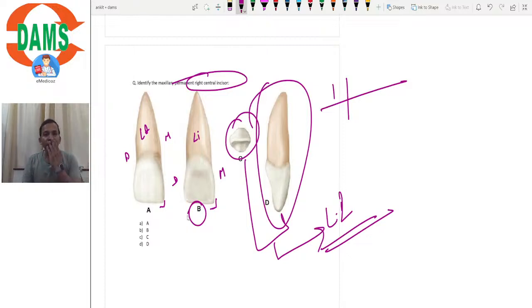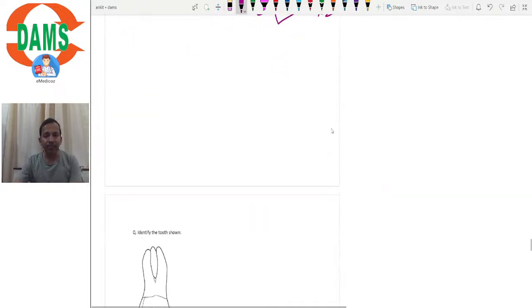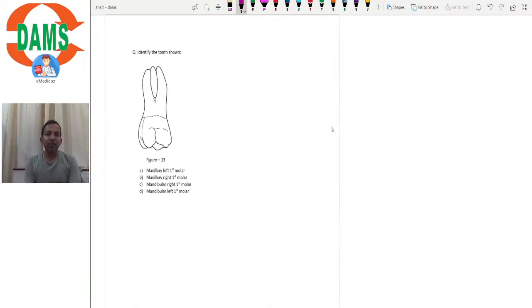If you position it in your own oral cavity, you would find that this is the left central incisor, and the correct answer is option A, isn't it? The correct answer is option A. This is your maxillary right central incisor, isn't it? Identify the tooth shown.